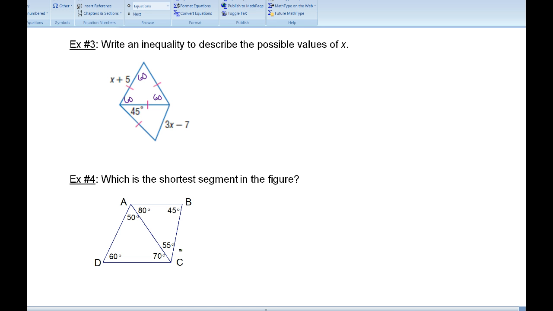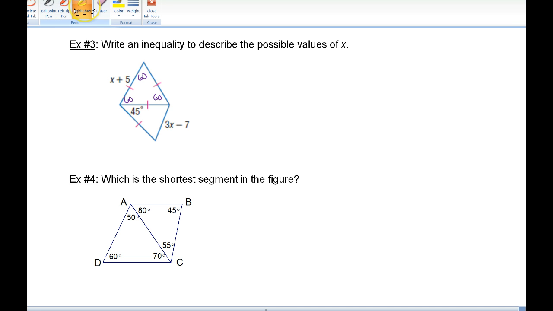So x plus 5 is greater than 3x minus 7. Okay, so wait, which two sides are we using? This is a tricky one, guys, so we need to really be careful how we look at this. Remember, you always have to have two sides congruent in order to use this hinge theorem. So I have this side and this side, but it doesn't really matter because if it's equilateral, all the sides are x plus 5, right? Don't you agree, Corey?